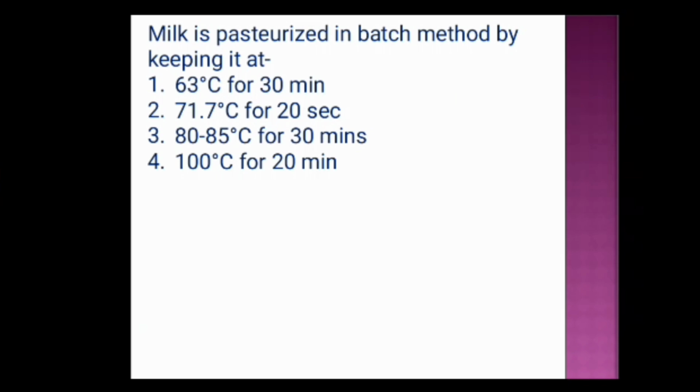Next question. Milk is pasteurized in batch method by keeping it at option 1, 63 degrees centigrade for 30 minutes, option 2, 71.7 degrees centigrade for 20 seconds, option 3, 80 to 85 degrees centigrade for 30 minutes, option 4, 100 degrees centigrade for 20 minutes. And the correct answer is option 1, 63 degrees centigrade for 30 minutes.